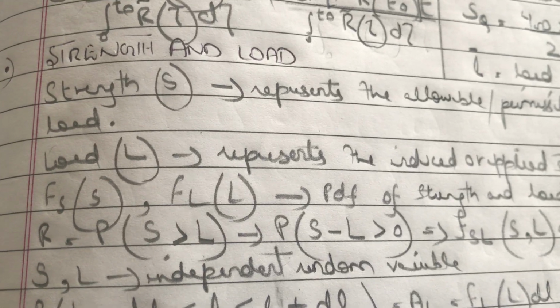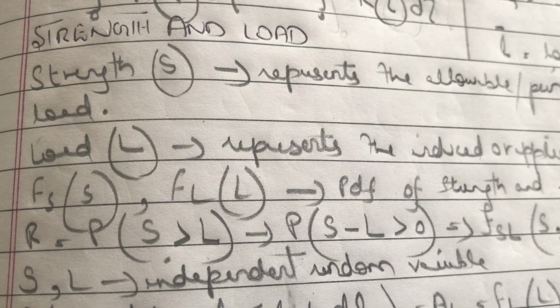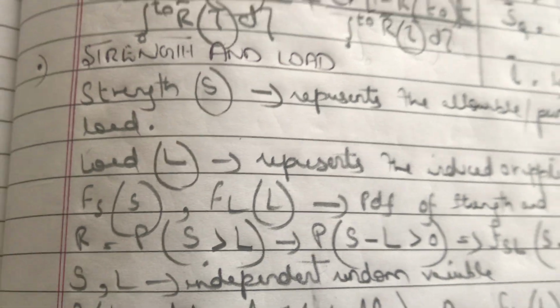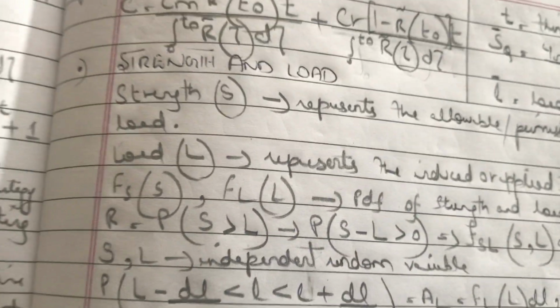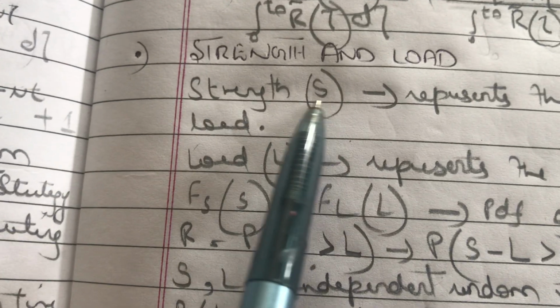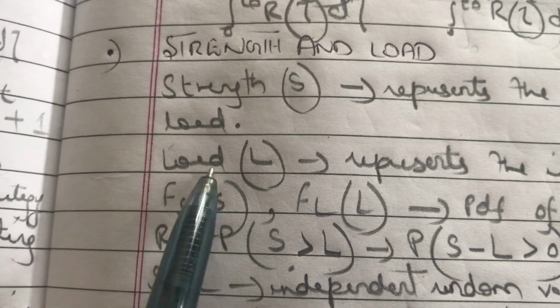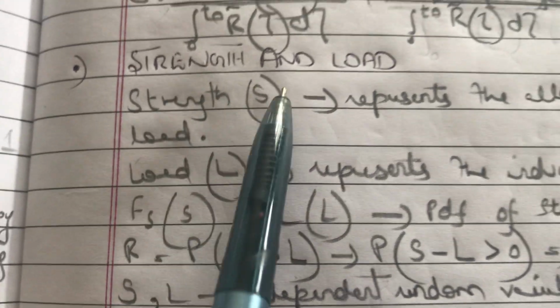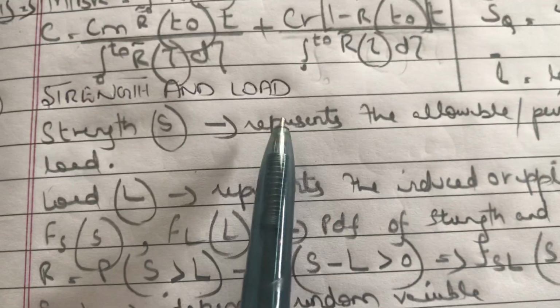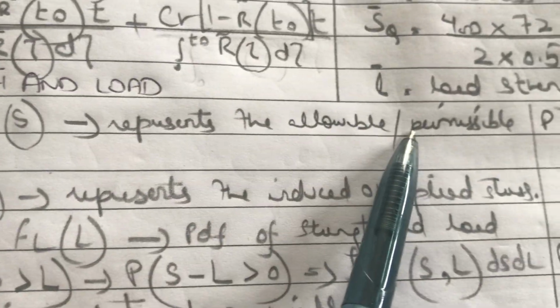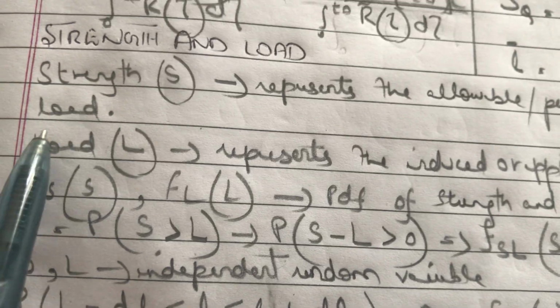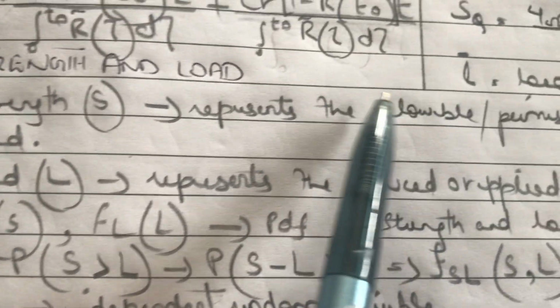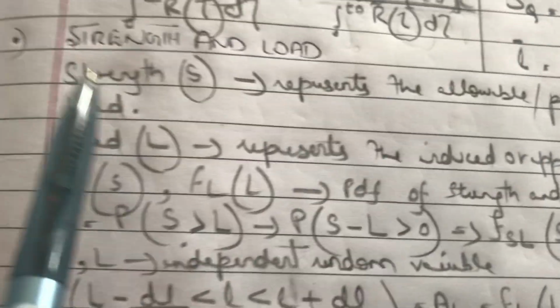Now I'm going to introduce a new topic, that is strength and load. So what are the strength and what is the load? Strength is represented in the form of S, and load is represented in the form of L. And what are these S and L? S represents the allowable permissible load. So S is basically the allowable or the permissible load.